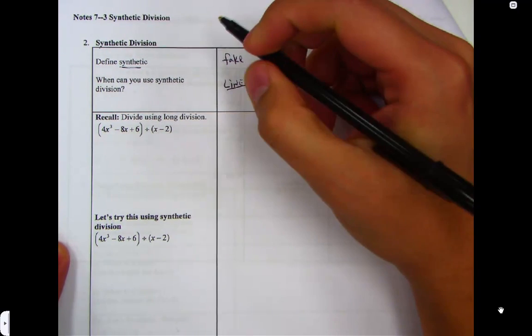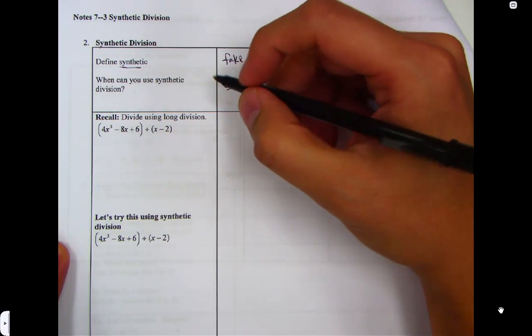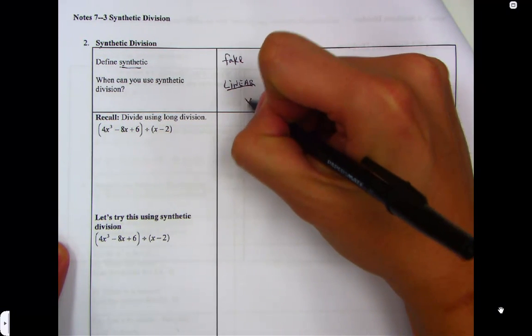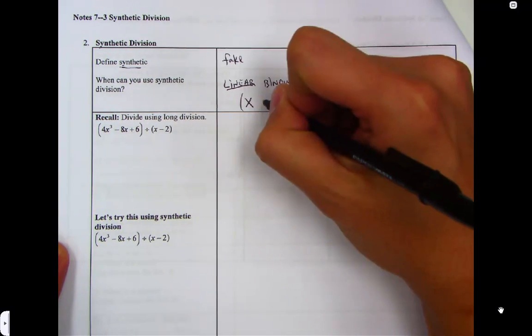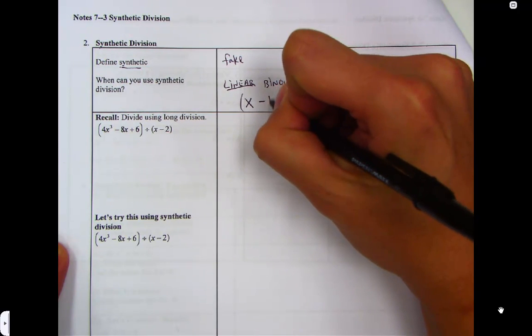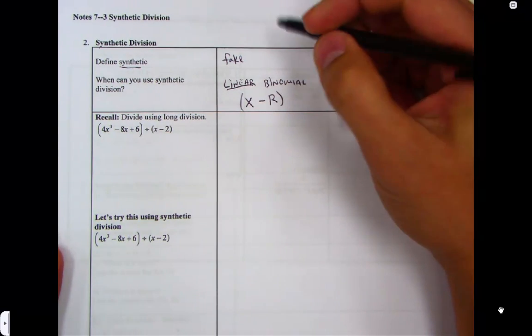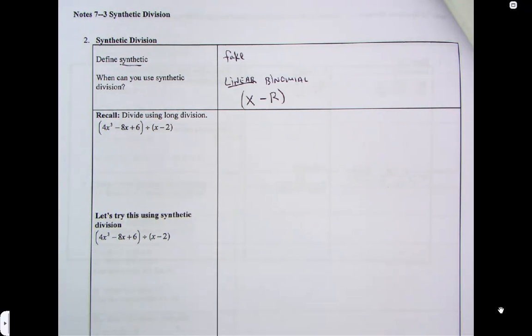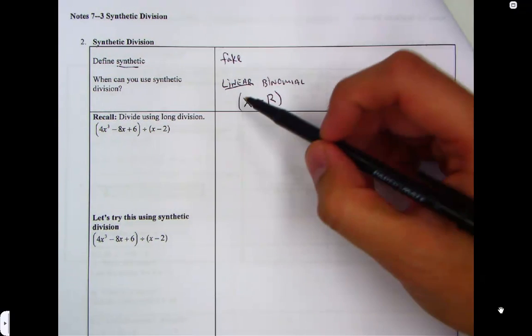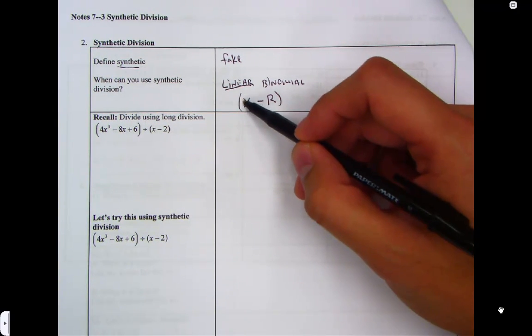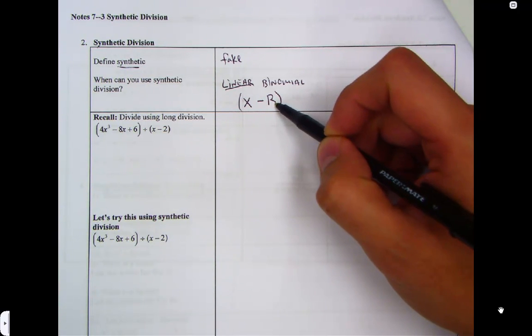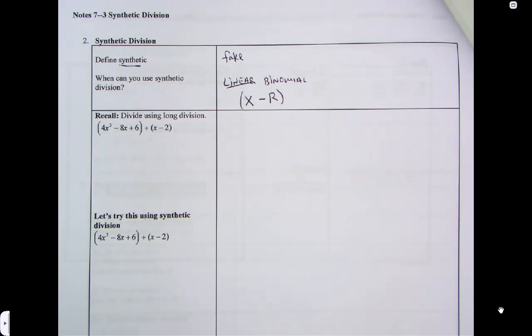Linear means just x with no exponent, and binomial means two terms, and so you have an r, like a number here. If you notice, there's nothing in front of the x, the leading coefficient is 1, and the number we always have to take the opposite, that's why it's minus.